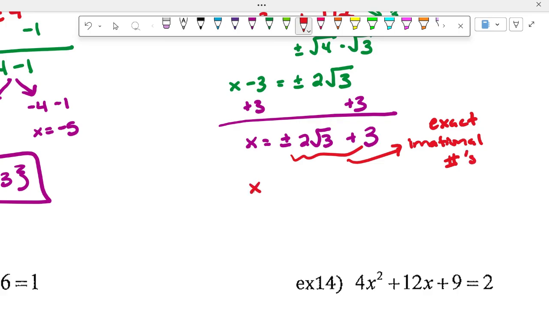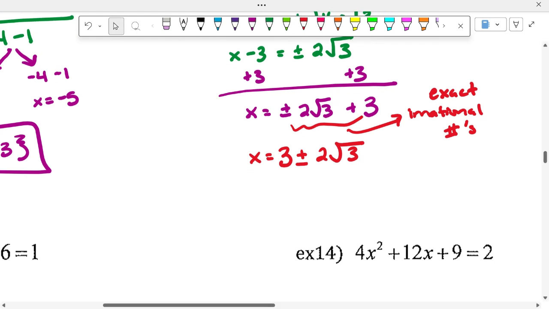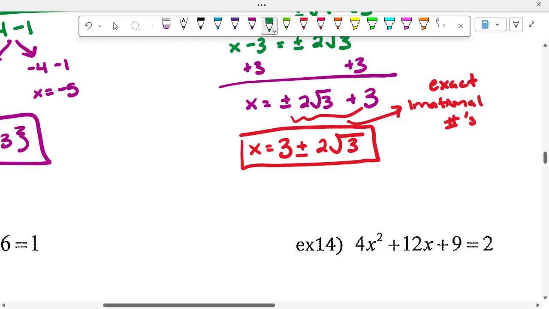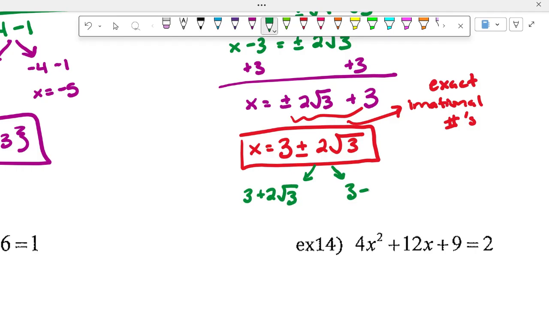Another way I can rewrite it, if I want to prettify it, I can move the 3 to the front of the plus minus. So I have 3 plus or minus 2 square root 3. We can leave that as our answer. And remember, that is technically 2 answers because if I split apart the plus or minus, I have 3 plus 2 square root 3 and 3 minus 2 square root 3. So that's 2 different irrational numbers.